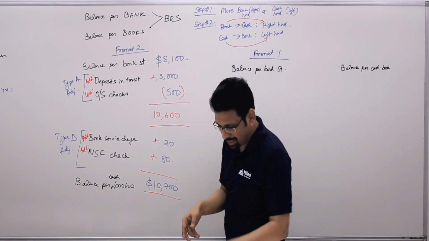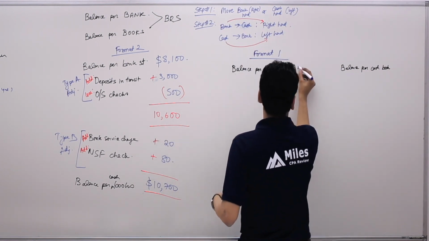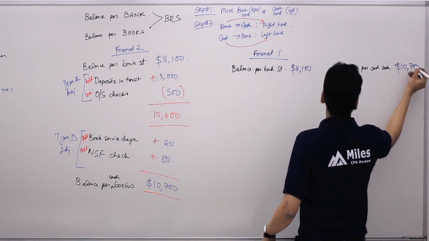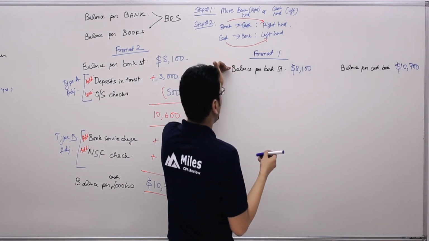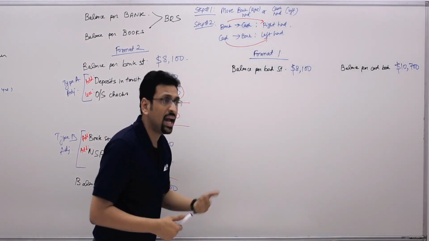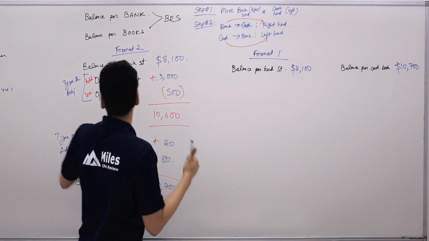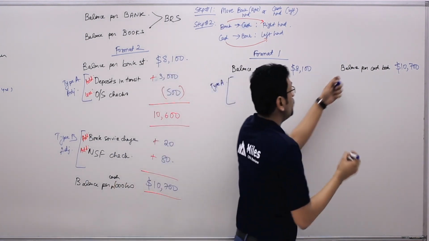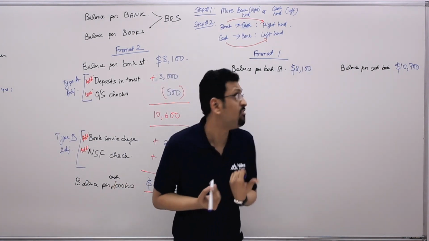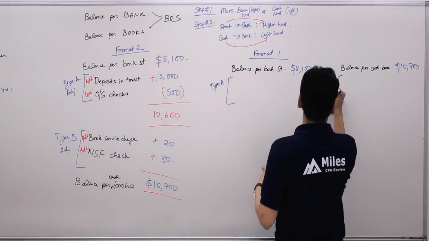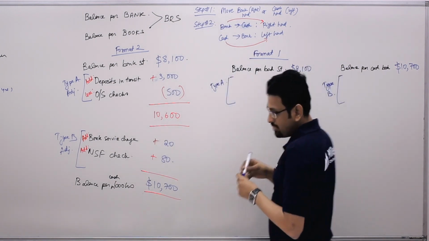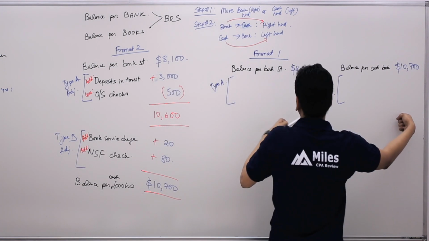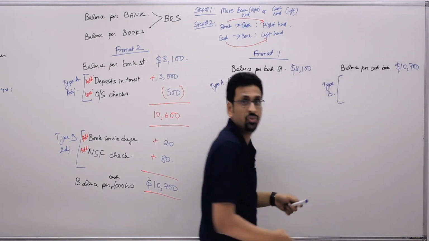So the balance per bank statement is 8,100. The balance per cash book is 10,700. Now, when you're moving out from the balance per bank statement, you're going to put only the items which the bank is missing, or it's the banker's fault, type A items. When we're moving from the cash book, we're going to have items that we, the cashiers, have missed out, type B items here. And the number that we're going to be getting down here is going to be the adjusted bank balance, adjusted cash book balance.